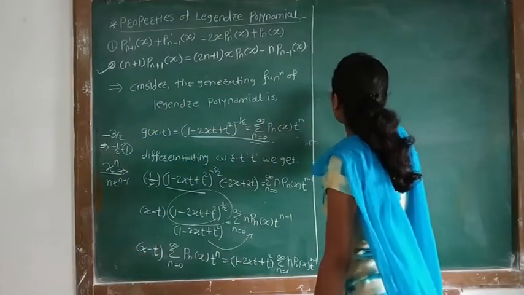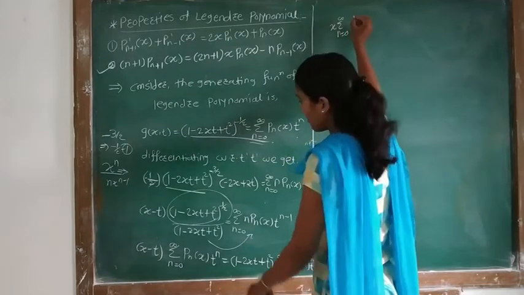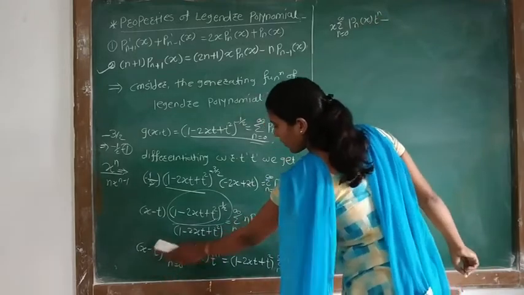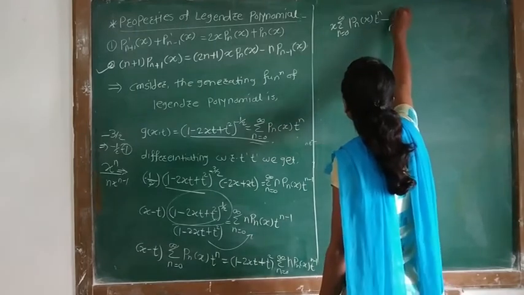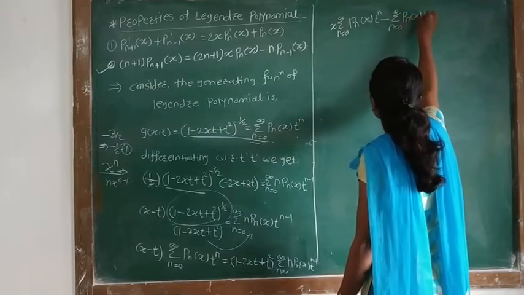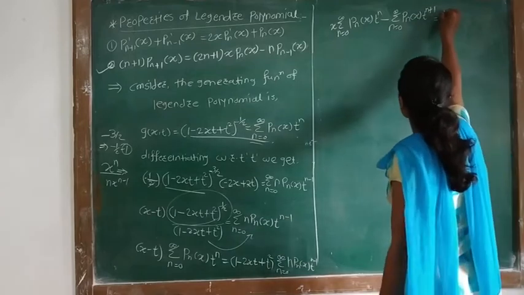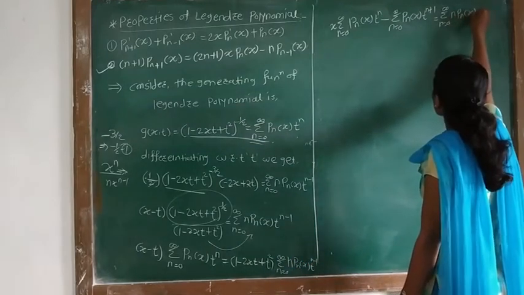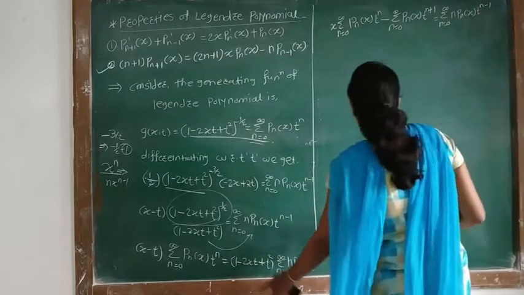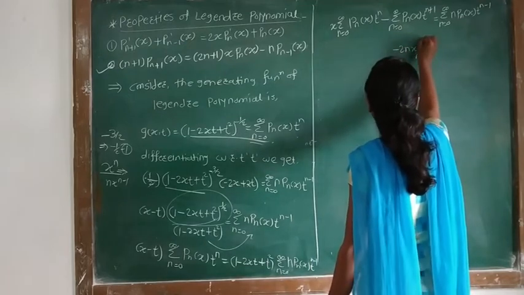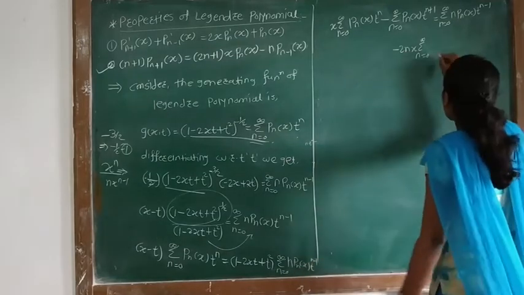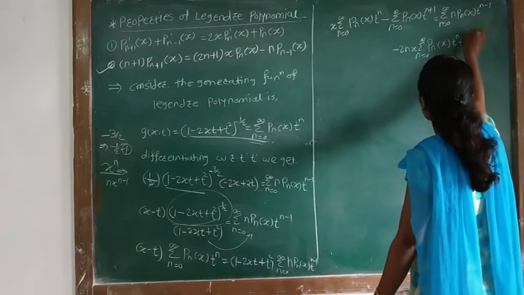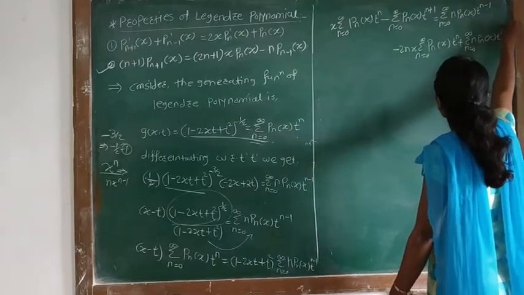Now, multiply this equation. x into summation over n is equal to 0 to infinity Pn of x t raised to n, minus t into t raised to n, which is t raised to n plus 1, summation over n is equal to 0 to infinity Pn of x t raised to n plus 1, is equal to summation over n is equal to 0 to infinity n Pn of x t raised to n minus 1 minus 2x summation over n is equal to 0 to infinity n Pn of x t raised to n plus summation over n is equal to 0 to infinity n Pn of x t raised to n plus 1.